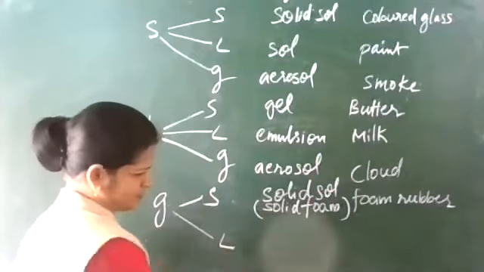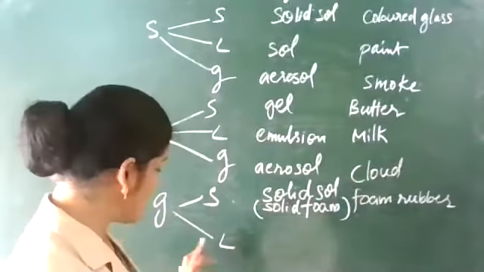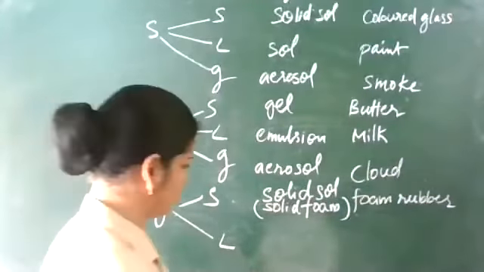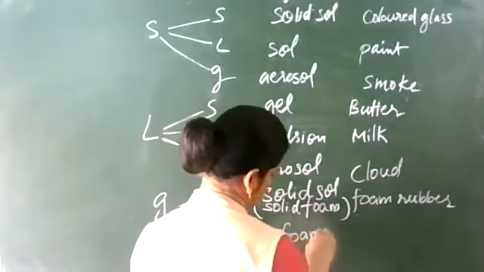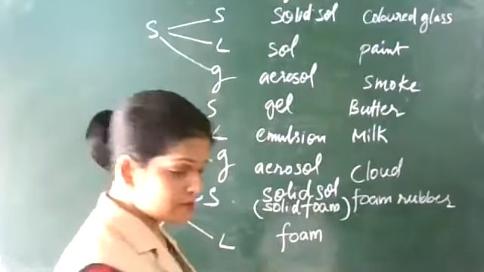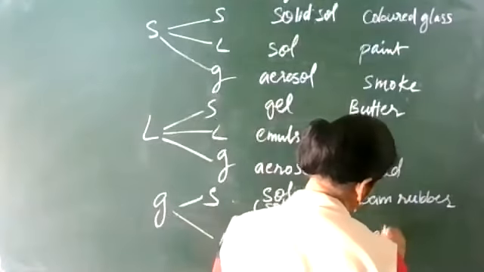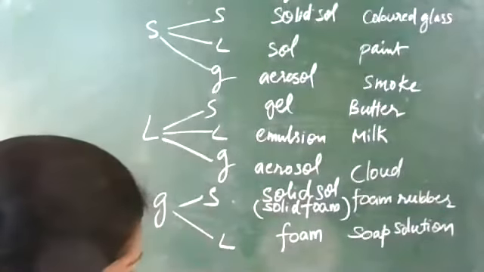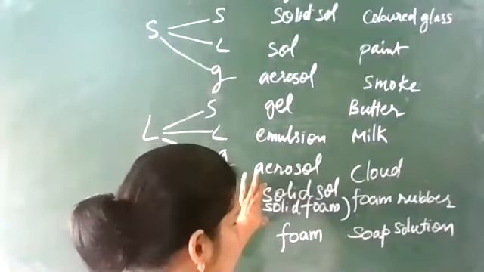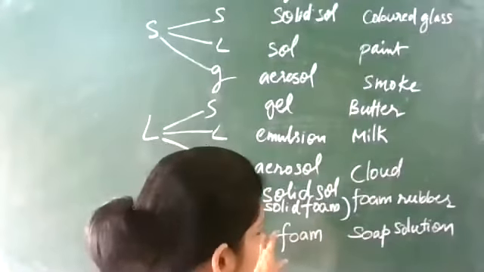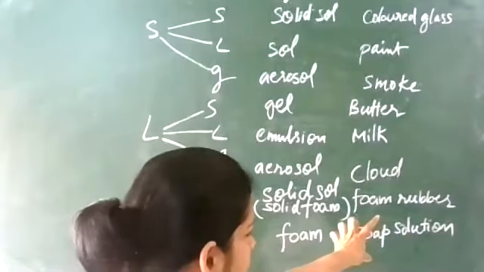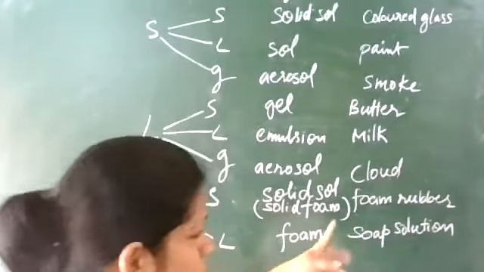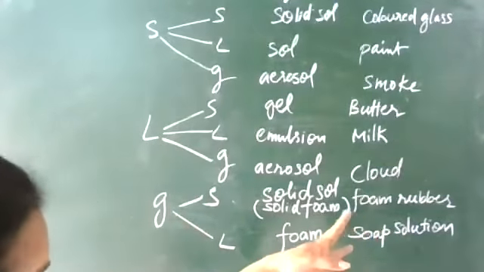And gas in liquid, that is foam. Example: soap solution. So these are the types and examples. So this is solid form or solid solid. Here it is foam. Foam rubber is an example of gas in solid. Foam rubber or sponge, etc.